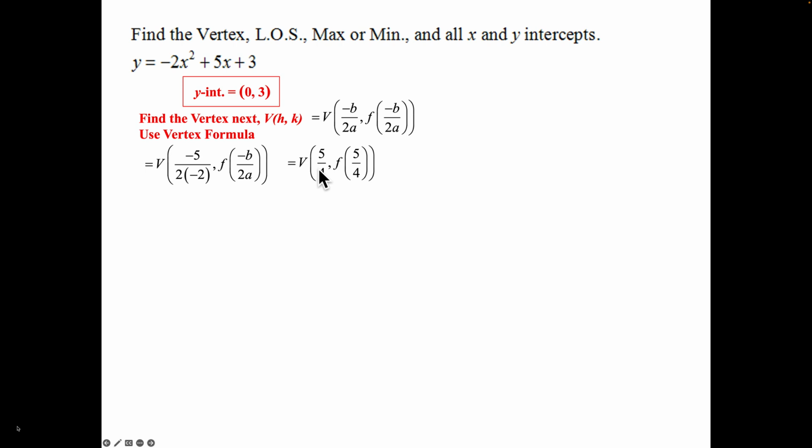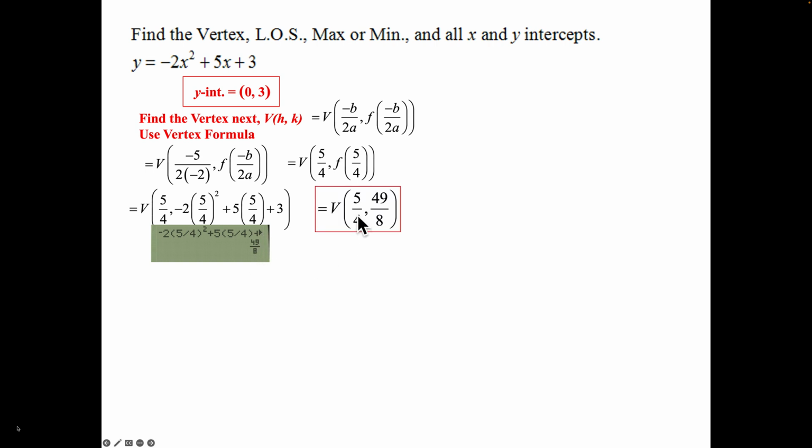Then we take 5/4 and we plug it back in for all those x's. Negative 2 times 5/4 squared plus 5 times 5/4 plus 3. I'm not going to lie to you. I went to my calculator. Negative 2 left parentheses 5 divided by 4, close it up, squared, plus 5 times 5 divided by 4, close them up, plus 3. It fell off the screen. Return my answer as a fraction, 49 over 8.